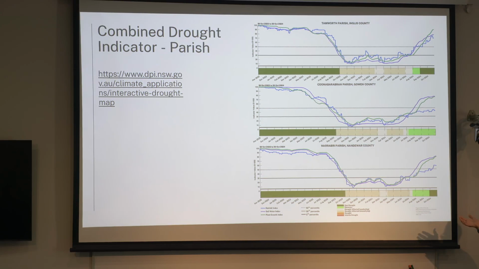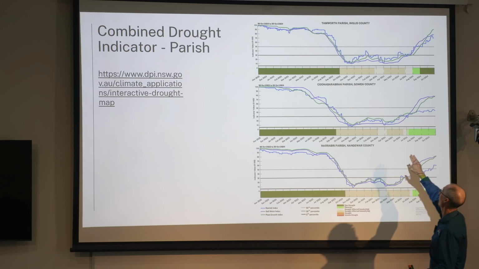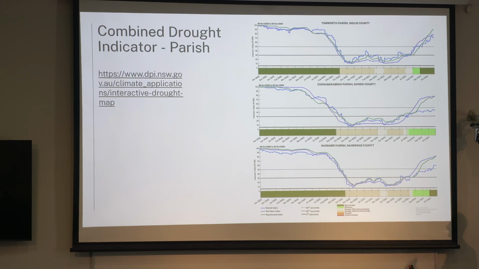This is a great way of seeing where we sit compared to the recent past and what you might be experiencing on your property at the moment. You'll notice that they have different shapes. Can you see that the one at the top, the Tamworth one, going along nicely and then all of a sudden just dropping down quite sharply? The Coonabarabran one was more of a slow slide down into drought, but also a slow grind out of the drought conditions. Narrabri also a bit steep and a little bit less quickly coming out of drought.